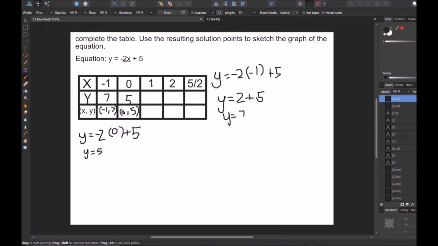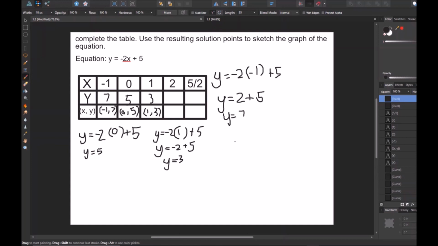Then for 1, we're going to plug in 1 wherever we see x. So we have negative 2 times 1 plus 5. Well, negative 2 times 1 is just negative 2, and negative 2 plus 5 is just 3. So then our ordered pair is going to be (1, 3).